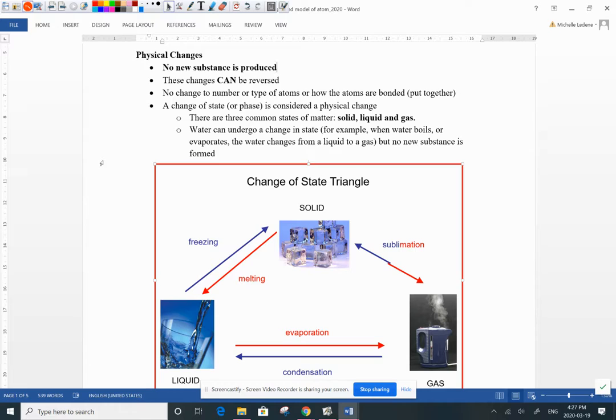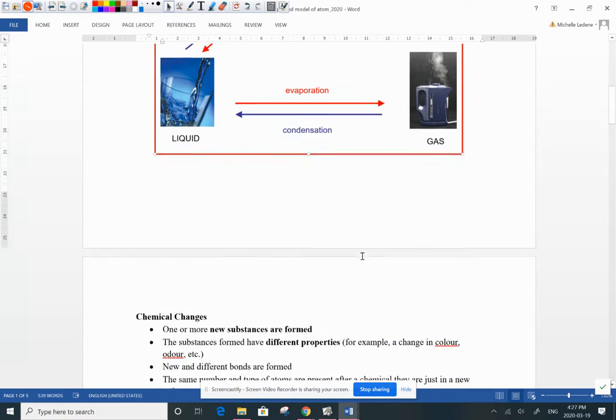So if a liquid, like liquid water, becomes a solid, we call that freezing, right? That's how you make ice cubes. If the solid, like solid ice cubes, you put them in your drink and you leave it and you come back to it a little bit later, it's a liquid, well, that's melting. So those are physical changes.